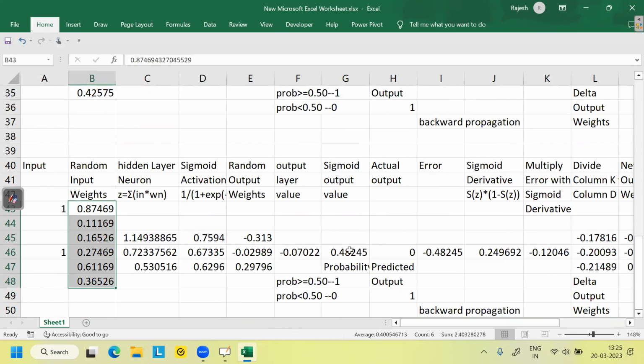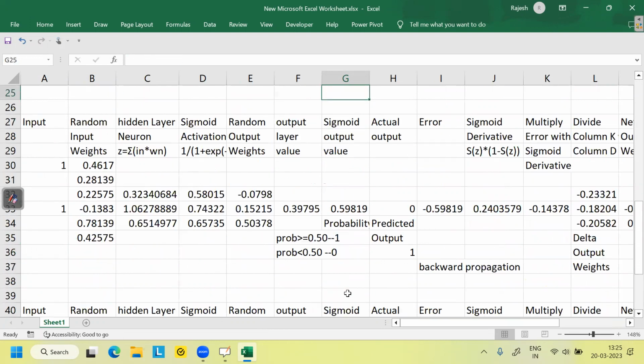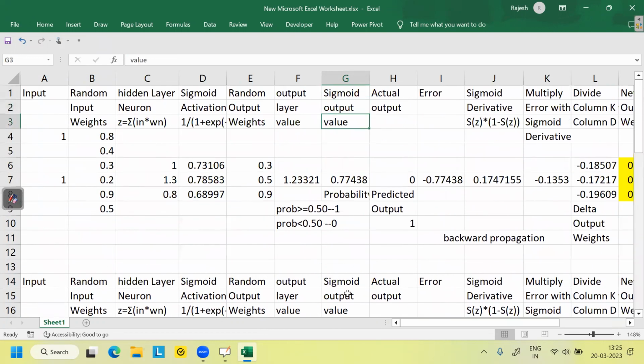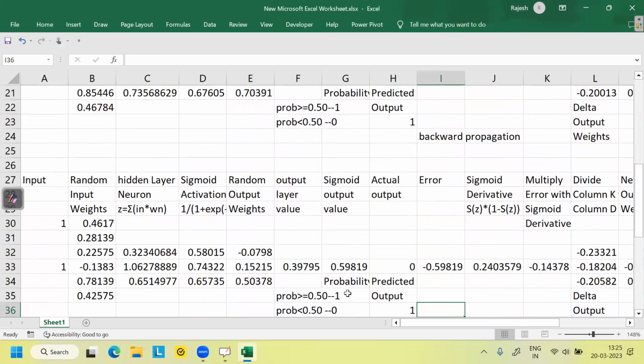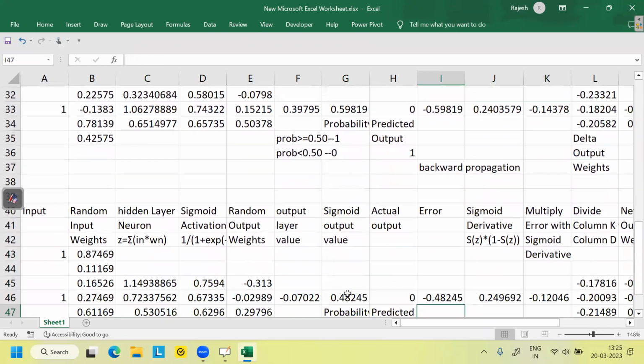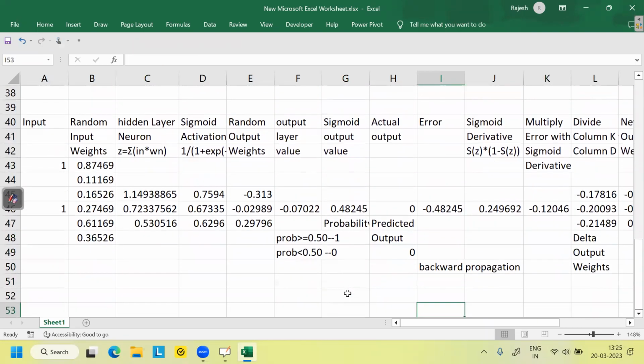See? Now the probability is 0.48. Predicted output is 0. In the fourth iteration, it got correct. So every time, you paste the formulas and the calculation first, and then replace the values from the previous calculation. When you're pasting the values, paste them as values and number format.